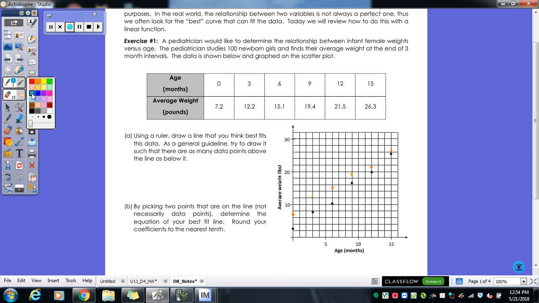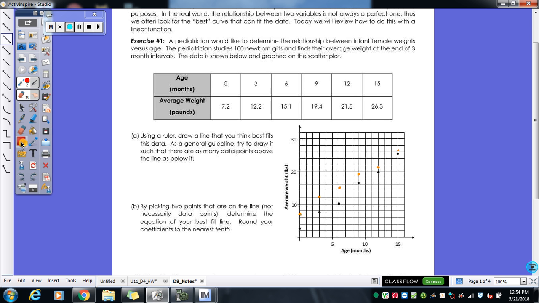And let's see here. I'm going to use my little line tool here. We don't have a little line. So use the line.